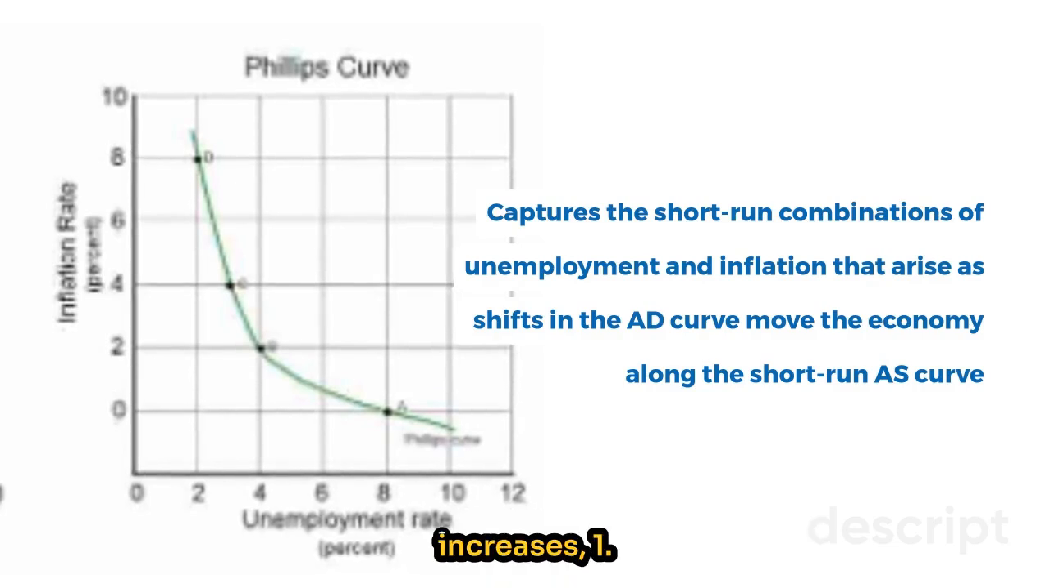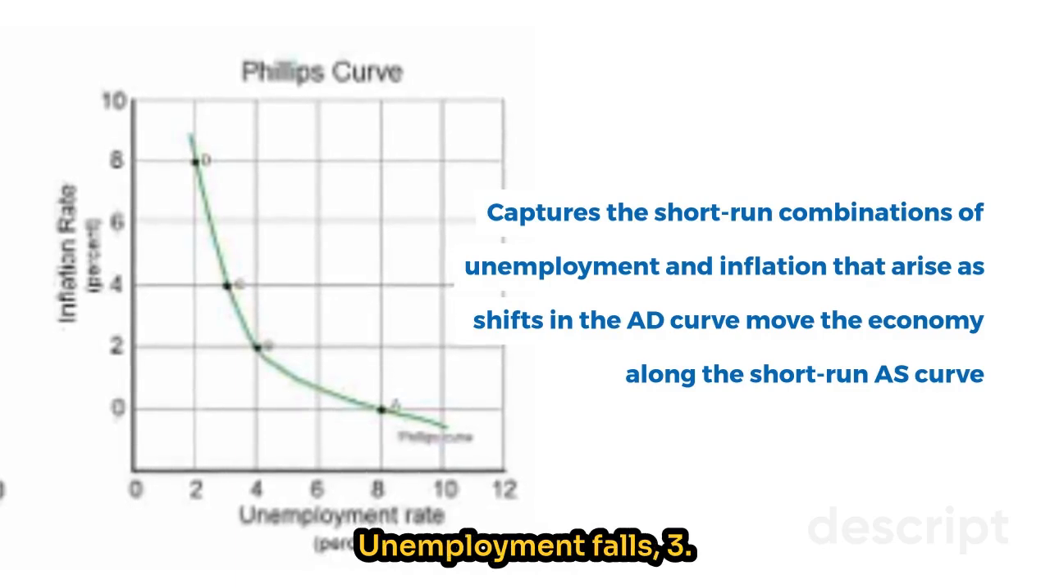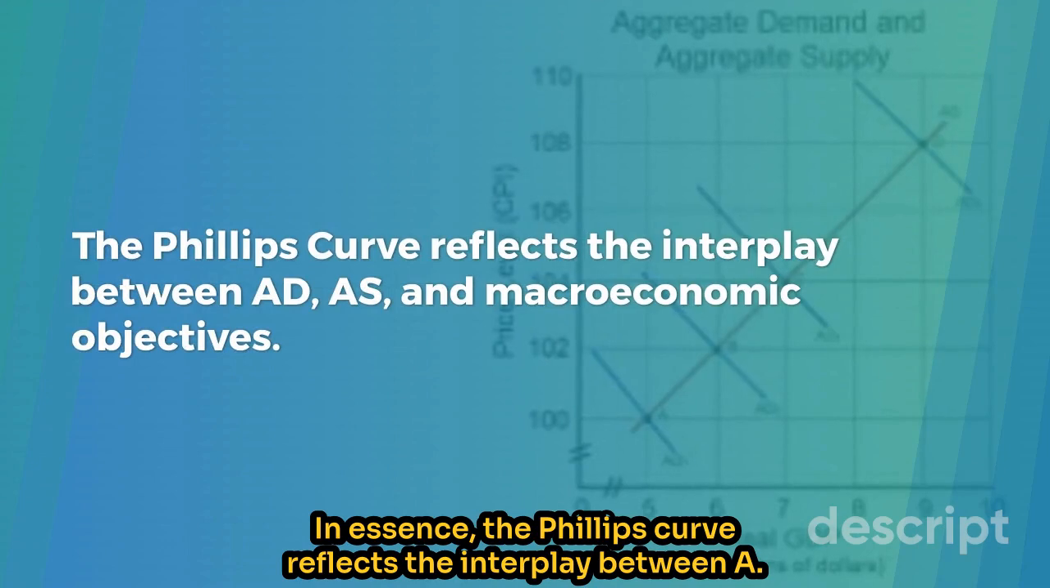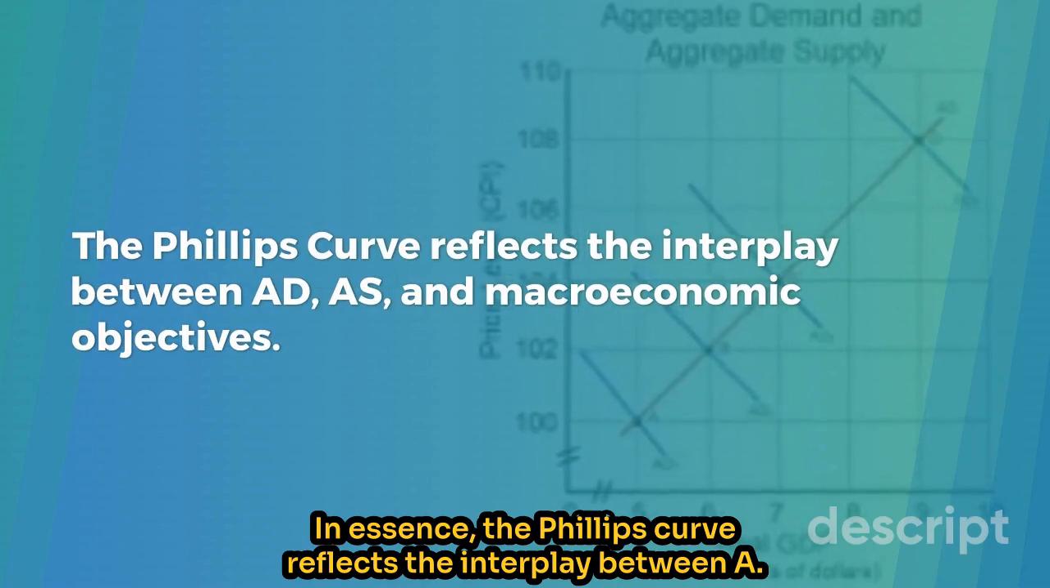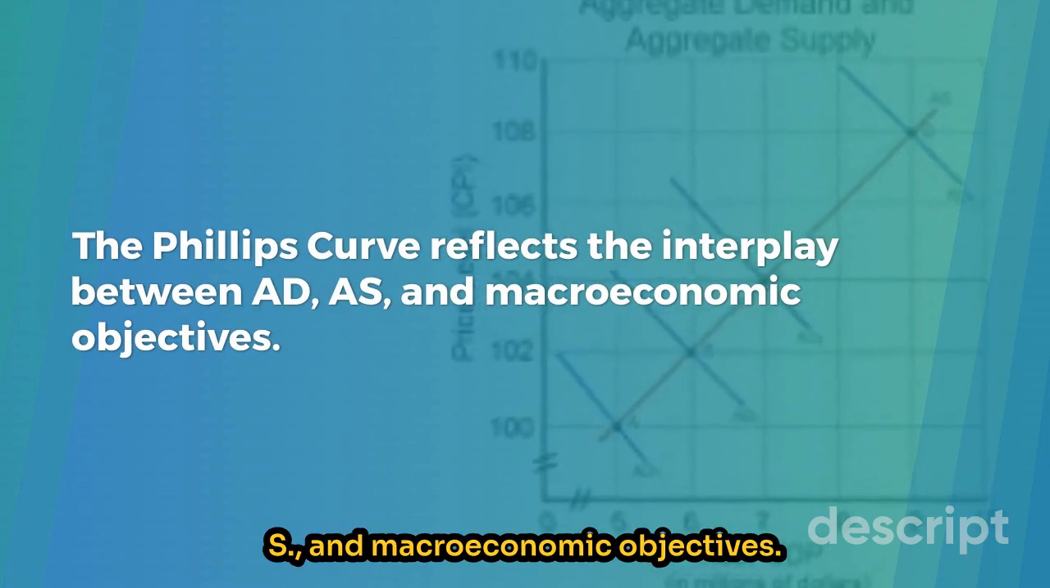When AD increases: 1. The economy's output rises. 2. Unemployment falls. 3. Prices increase, leading to inflation. In essence, the Phillips curve reflects the interplay between AD, AS, and macroeconomic objectives.